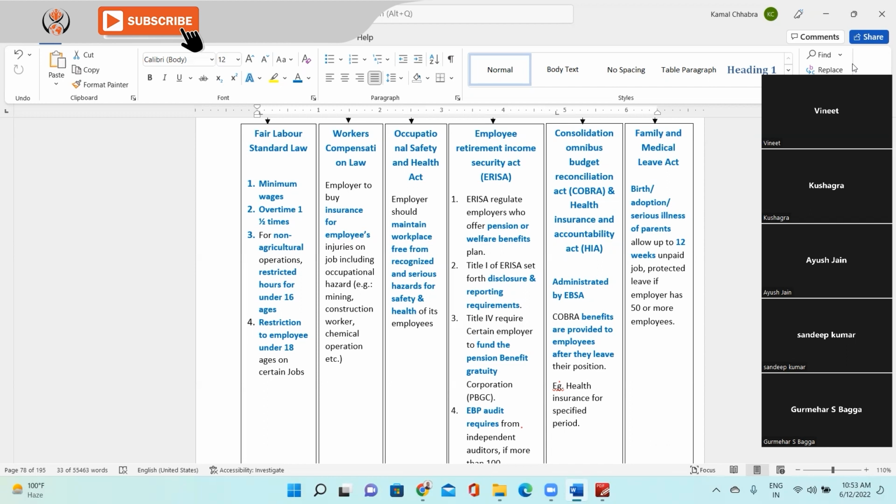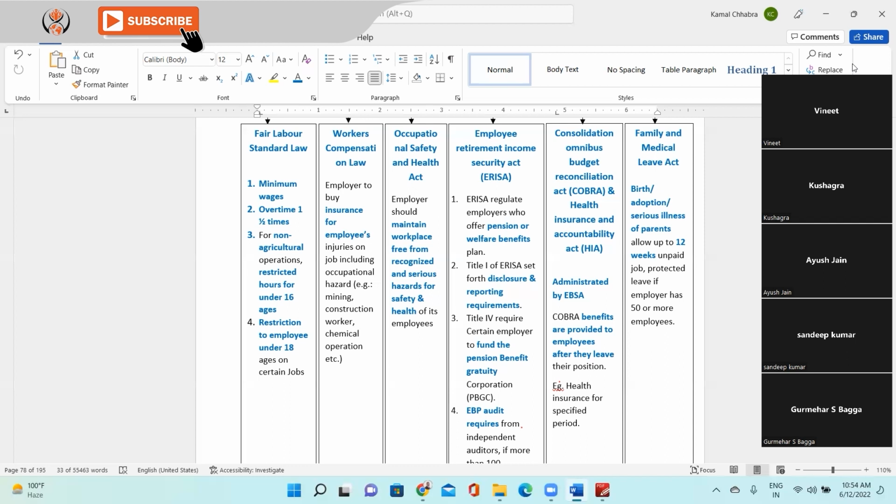Next is the Family and Medical Leave Act. It is for the birth of a child, adoption of a child, or serious injury or illness of a parent or dependent. In that scenario, you are allowed up to 12 weeks of unpaid leave. That means 3 months you can take leave without pay, but your employer will not terminate you from employment, even though you are on leave for 3 months.